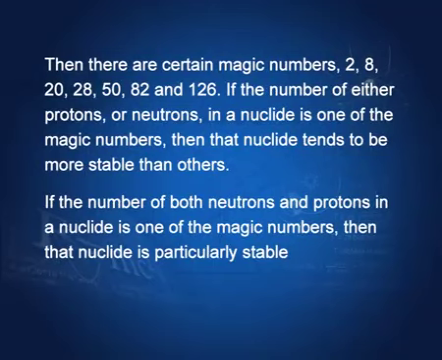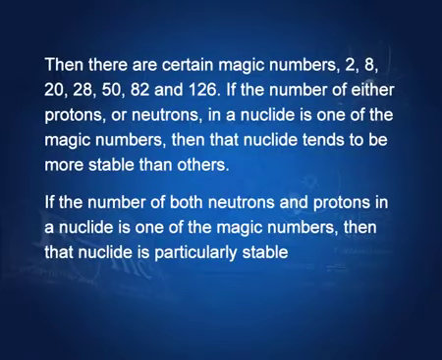Then there are certain magic numbers: 2, 8, 20, 28, 50, 82, 126. What is the meaning of magic numbers? If the number of nucleons in the nucleus is equal to one of these numbers, or the numbers of both protons and neutrons are equal to one of these magic numbers, then the nucleus is extra stable.